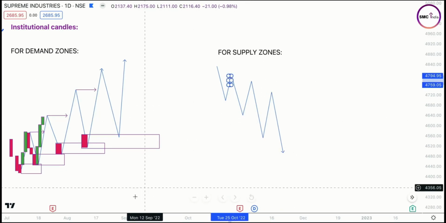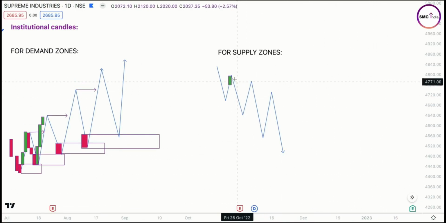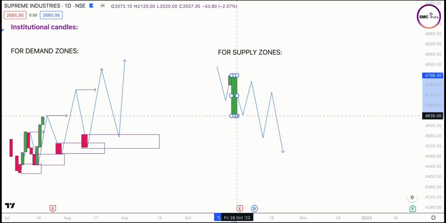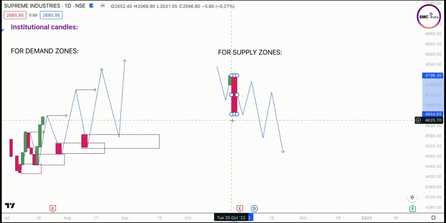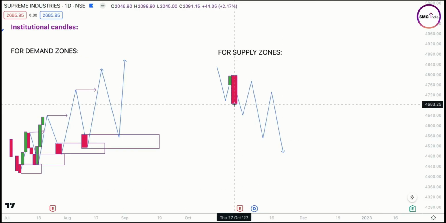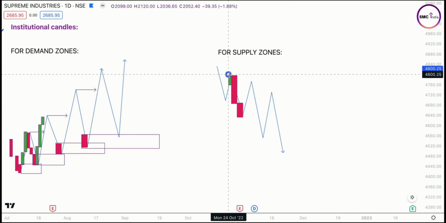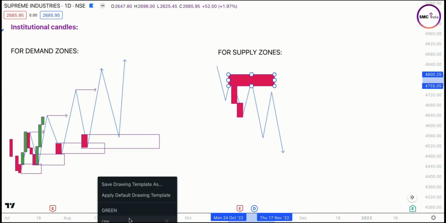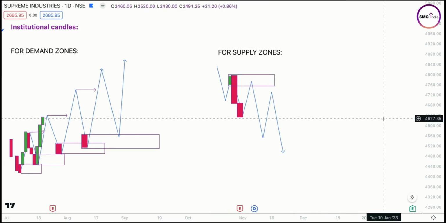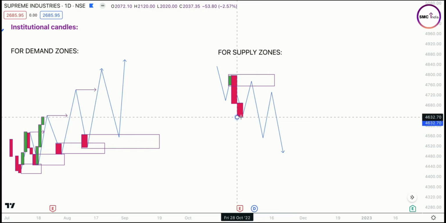So the last buy candle before this massive sell here is the order block here. So now I'm marking this as the order block. The price comes and taps this order block here and again shoots down, causing breakout structure to the downside.